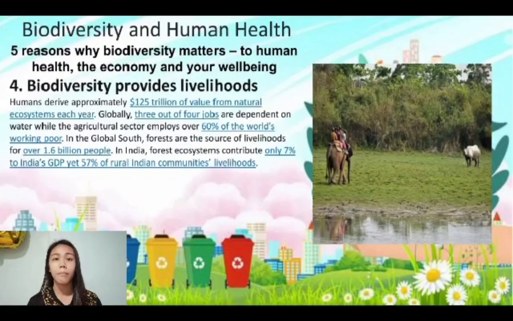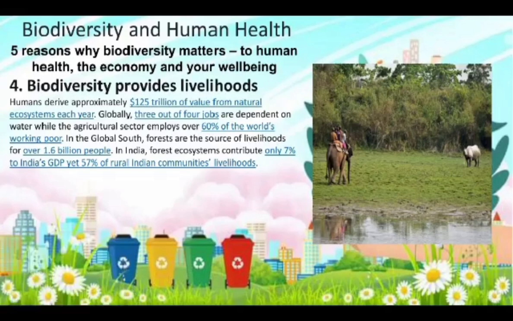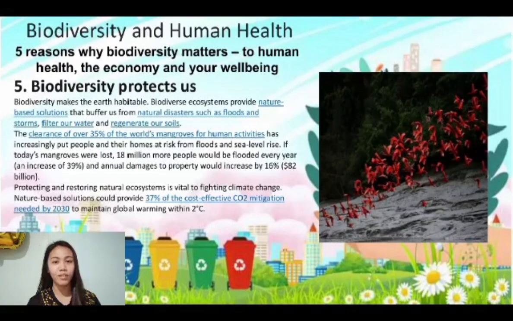Number 4, biodiversity gives people jobs and income. So every year, nature provides around $125 trillion in value in farming, forest, and water jobs, especially in poorer countries. People depend on biodiversity to survive. In India, forests help support over half of the rural communities. So imagine half.